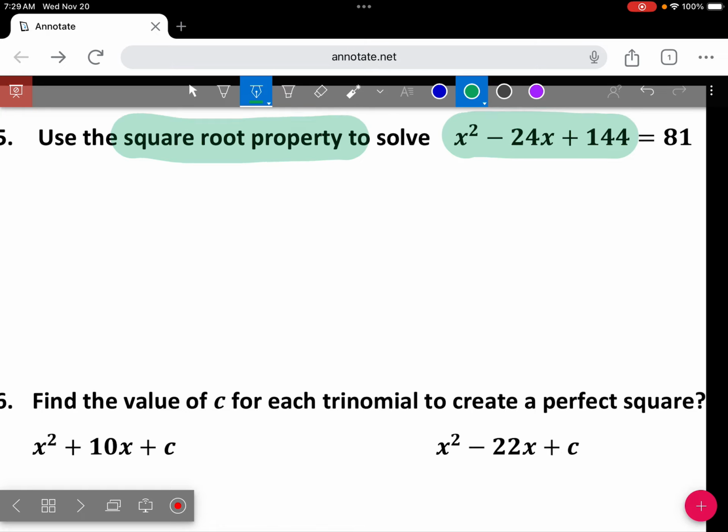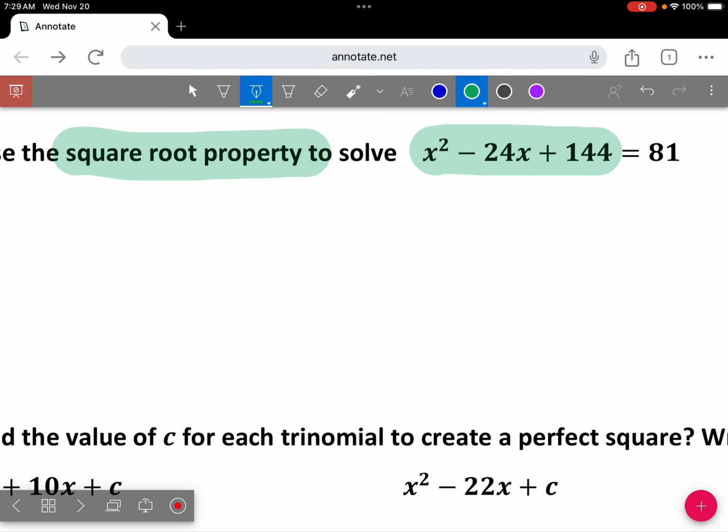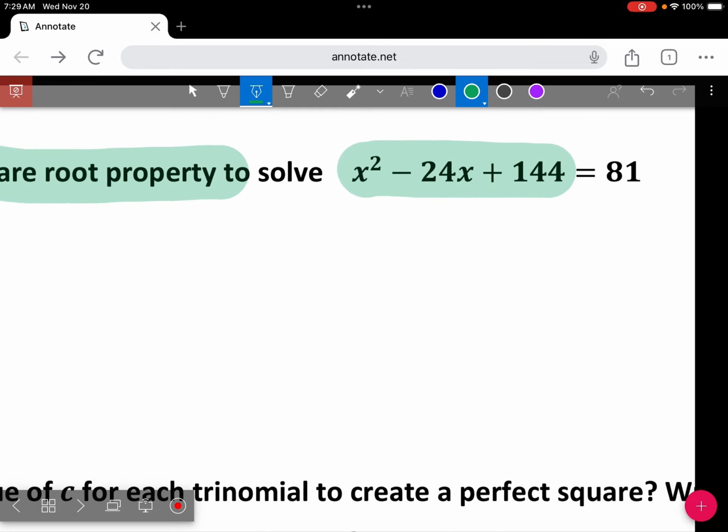All right, so if it tells you to use the square root property, that means there's something in here that's a perfect square. It's either an x squared equals a number, where I could just square root both sides, or we have a perfect square trinomial. If we tell you to use the square root property, we're setting it up for it. So this should be a perfect square trinomial, meaning it follows that pattern.